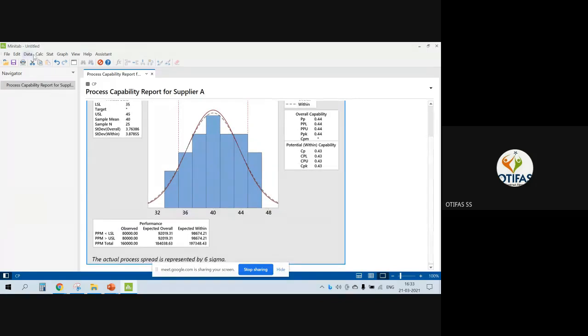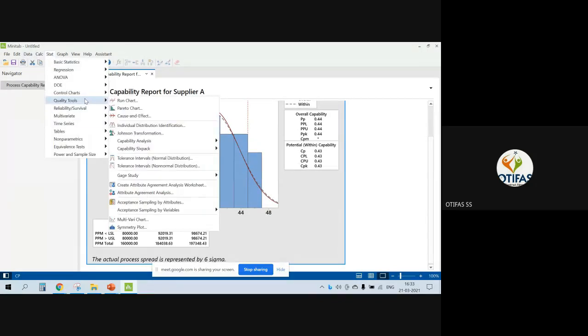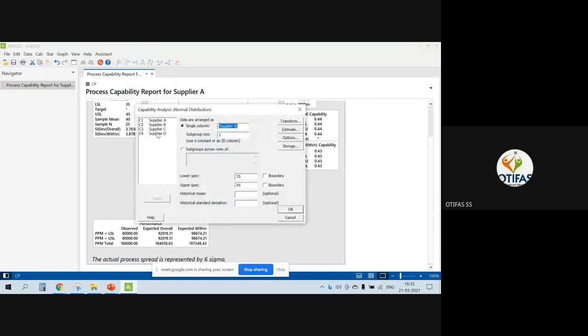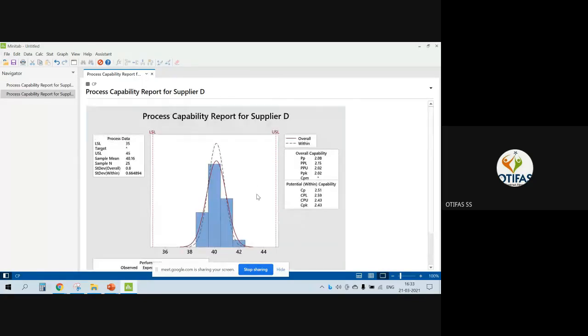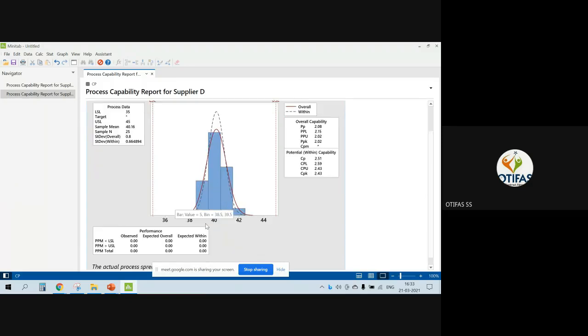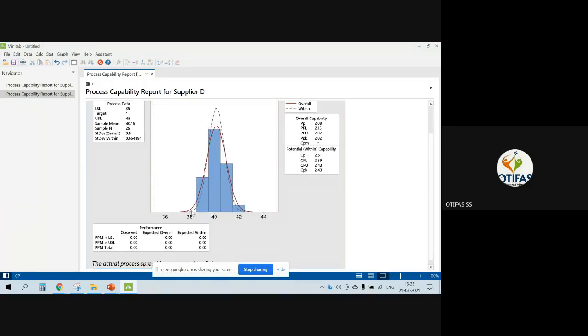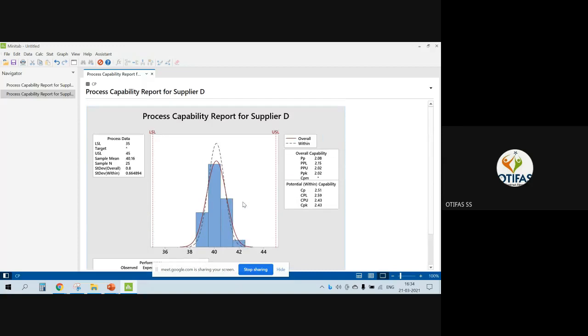Okay. Now, let us take a capability analysis of supplier D. Capability analysis, normal, supplier D, and everything is the same. Now you see the difference between supplier A and D. Supplier A was crossing the USL and LSL. Now see the USL, this supplier has not crossed. See this control width. This control width is almost half of the specification width. Now you see, this is more than a Six Sigma capable process. See the CP? CP is equal to 2.59.